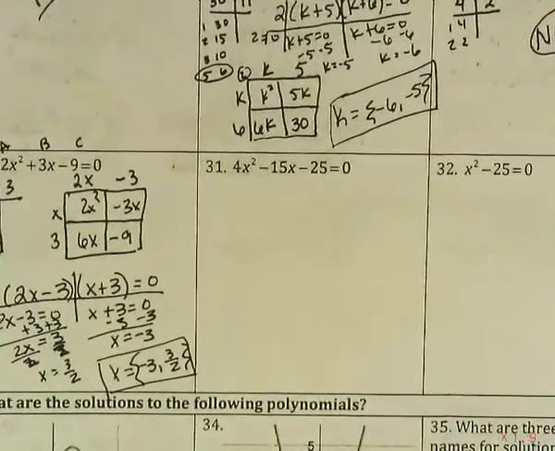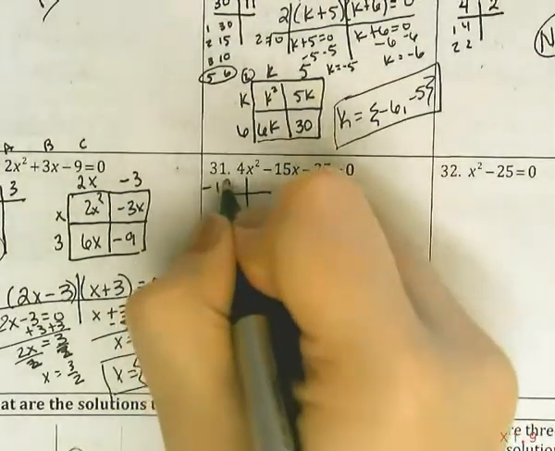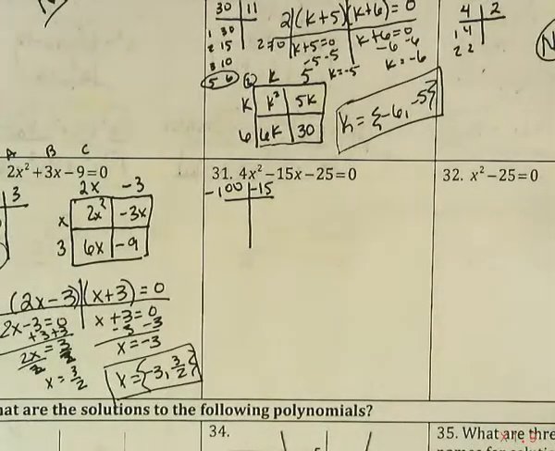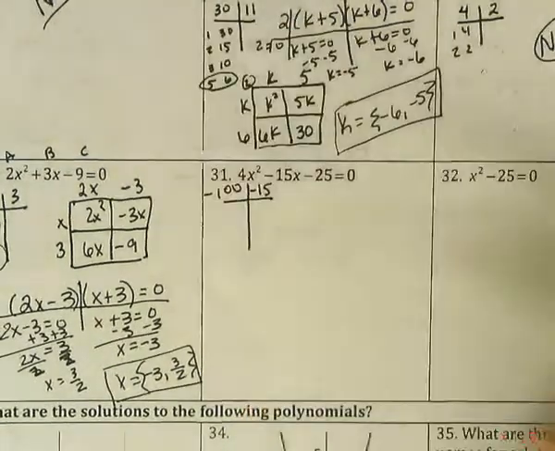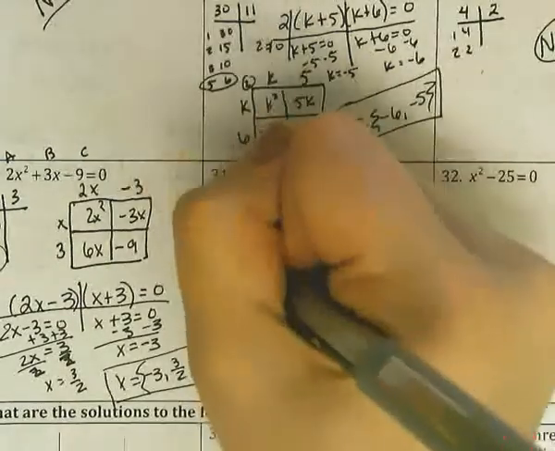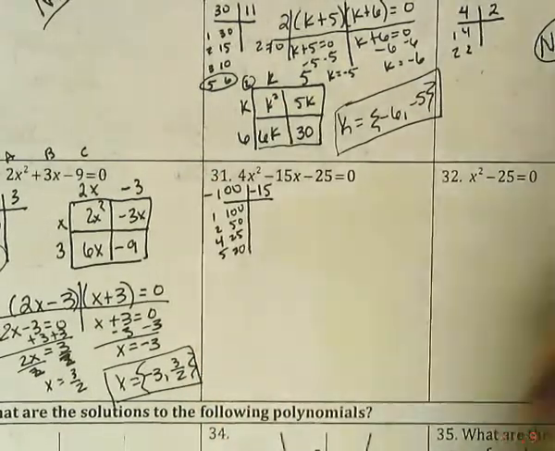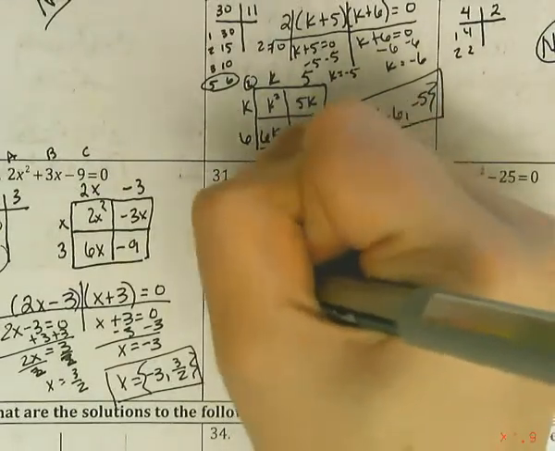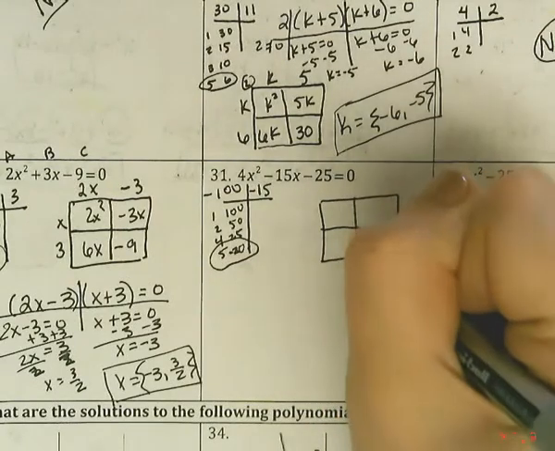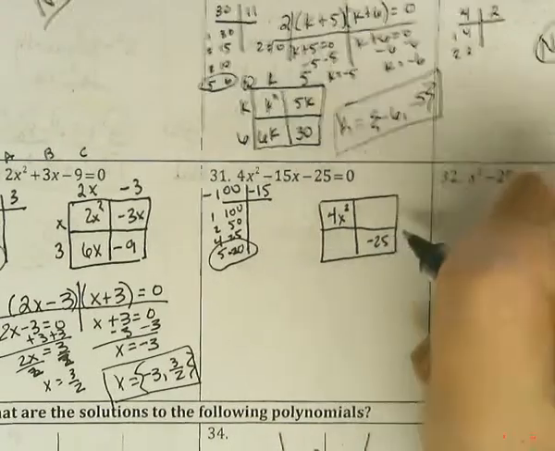Okay, let's do number 31. We're doing our ACB chart. A times C, so negative 100. B is negative 15, so we want to come up with two numbers to multiply to get 100 and add to get 15. So 1 and 100, 2 and 50, 4 and 25, 5 and 20. Okay, so 5 and 20. Negative 20 to add up to get negative 15. So our 4x squared goes here. Our negative 25 goes down here.